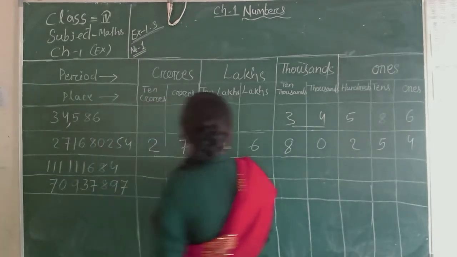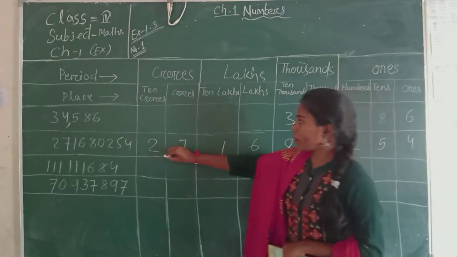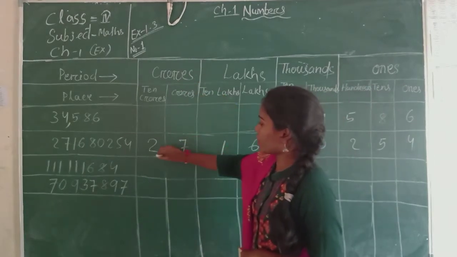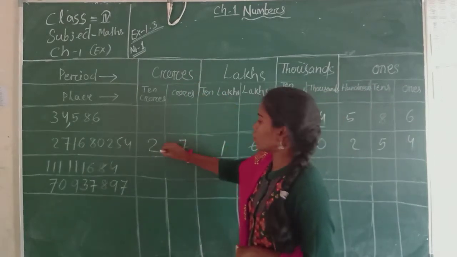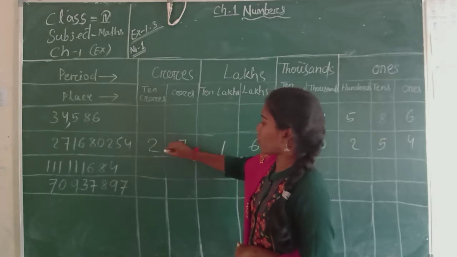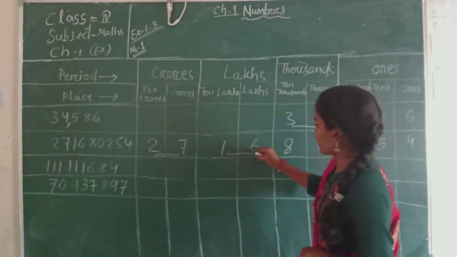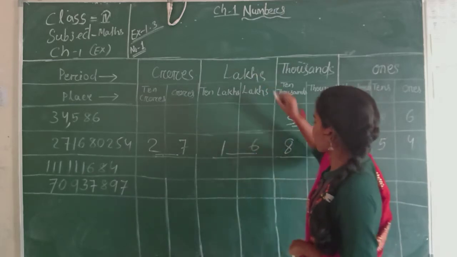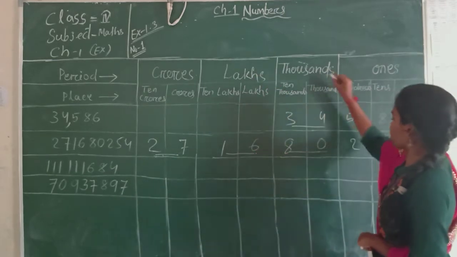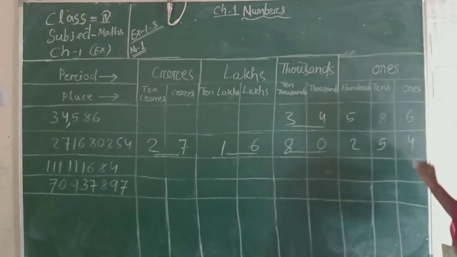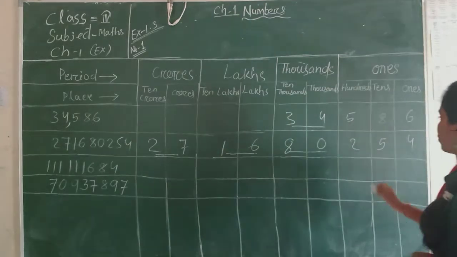How can you read this? First look here. In crore period how many digits are there? 2 digits. 2 and 7, 27. So it is 27 crores. 1 and 6, 16. So 16 lakhs, 80,254. Okay, now put the comma according to their periods.